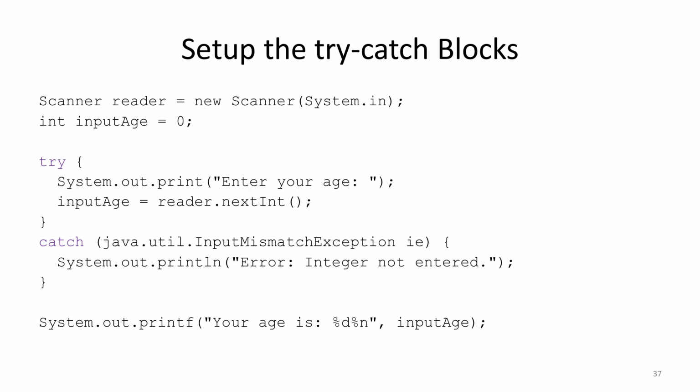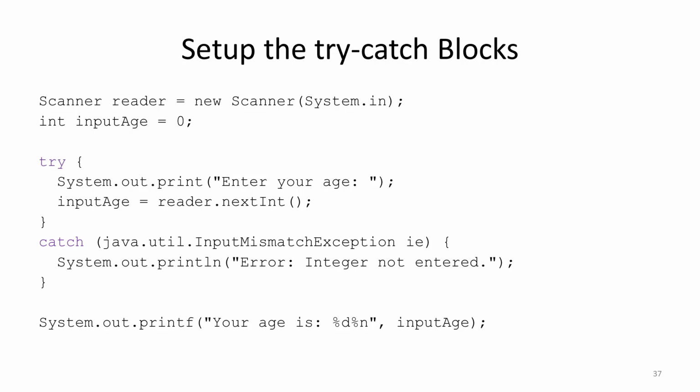I know the specific exception that I'm catching. It's java.util.InputMismatchException. And I'll use the naming convention with the first letter of input and the first letter of exception. So I'll have the IE there. What do I want to do when the exception is thrown? For now, I'll just output an error message. Error, integer not entered. So I take the risky code and I wrap it in a try. After the try, I have my catch.